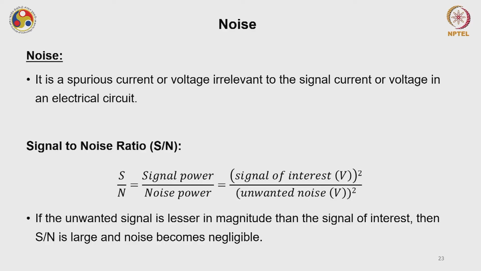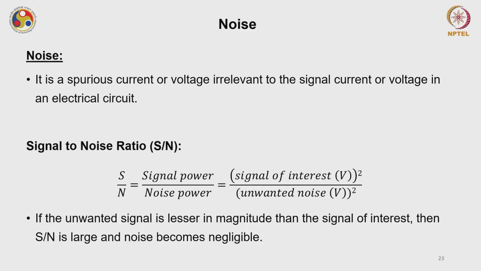Signal to noise ratio is basically the ratio of signal power to noise power. Usually power is directly proportional to voltage squared. So signal to noise ratio can also be written as the signal of interest in terms of voltage squared divided by unwanted noise voltage squared. If the unwanted signal is lesser in magnitude, meaning your signal is dominating, then the signal to noise ratio is very high, and in those conditions I can say that noise is negligible.